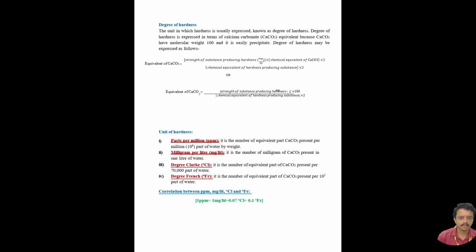The degree of hardness is equal to the strength of the substance producing hardness multiplied by the chemical equivalent of calcium carbonate multiplied by 2, divided by the chemical equivalent of the hardness-producing substance multiplied by 2. That is the degree of hardness. The units of hardness are various: one is parts per million, ppm; another is milligrams per liter; another is degree Clark; and another is degree French.